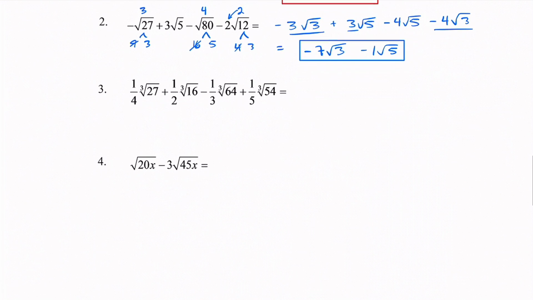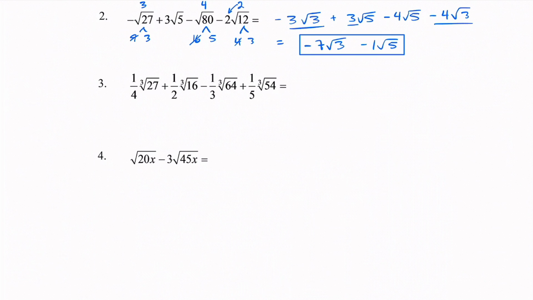On to number 3 here now. This one's got some fractions, and note this one is cube roots. So we want to break it down into perfect cubes. So the cube root of 27, that actually is a perfect cube. That's just equal to 3. So I'm going to have 3 times a quarter. So that's going to give me 3 quarters. Just going to write that on the right there. Then with the next one, the cube root of 16, we got to break that one down. So I know some perfect cubes.